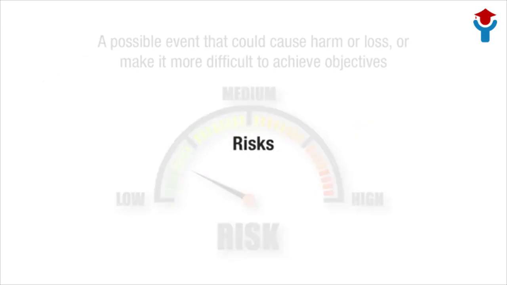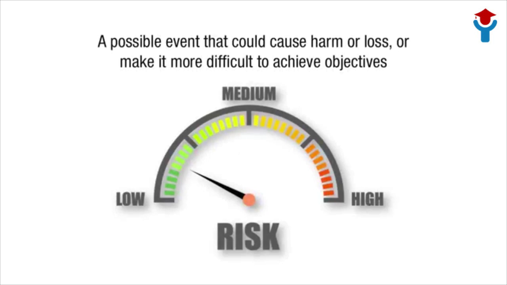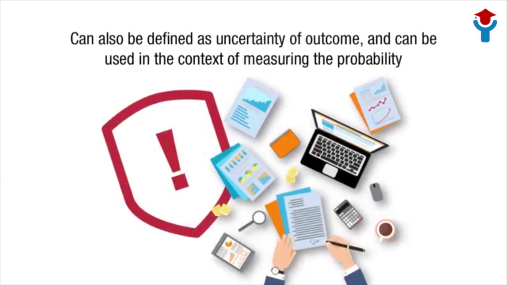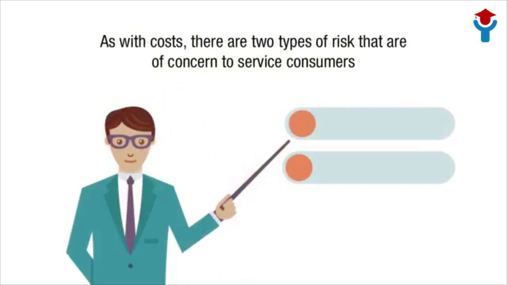Risks. A possible event that could cause harm or loss or make it difficult to achieve objectives. Can also be defined as uncertainty of outcome and can be used in the context of measuring the probability of positive outcomes as well as negative outcomes. As with costs, there are two types of risks that are of concern to service consumers.